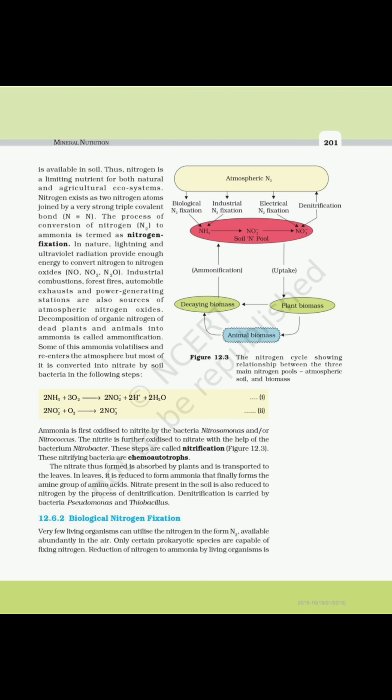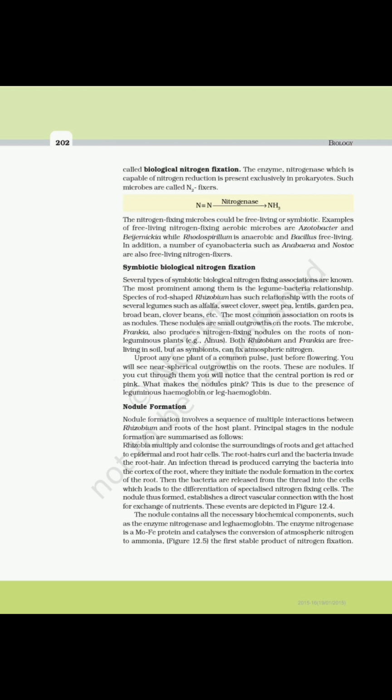12.6.2 Biological nitrogen fixation. Very few living organisms can utilize the nitrogen in the form of N2 available abundantly in the air. Only certain prokaryotic species are capable of fixing nitrogen. Reduction of nitrogen to ammonia by living organisms is called biological nitrogen fixation. The enzyme nitrogenase, which is capable of nitrogen reduction, is present exclusively in prokaryotes. Such microbes are called N2 fixers. N≡N → (nitrogenase) NH3.